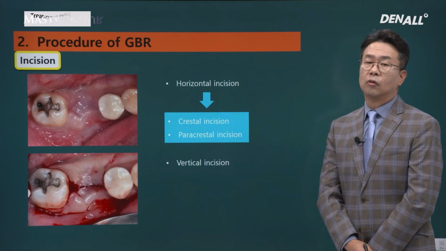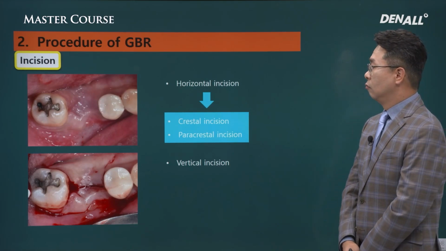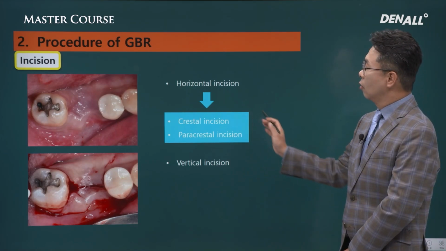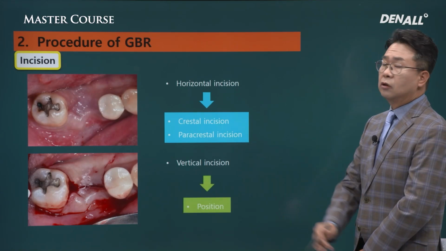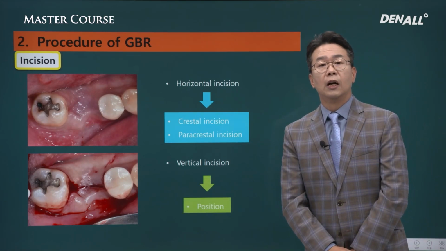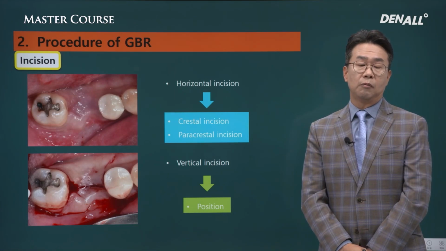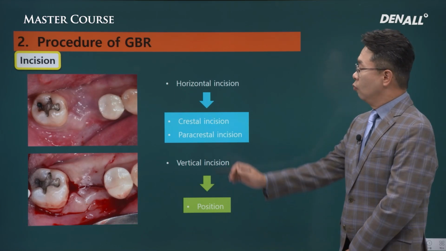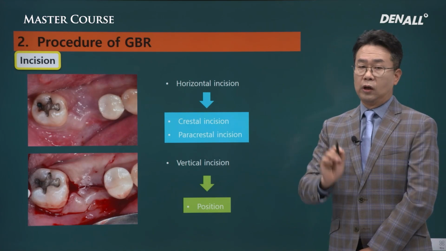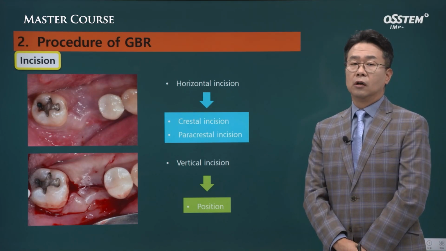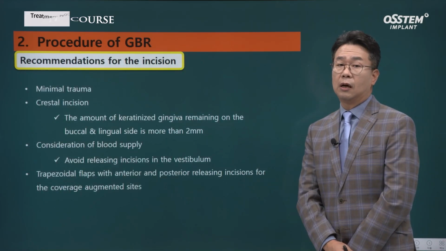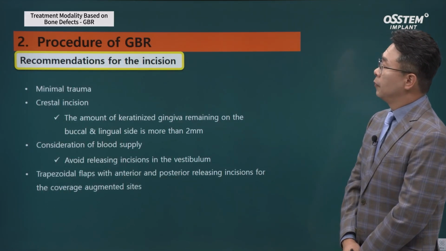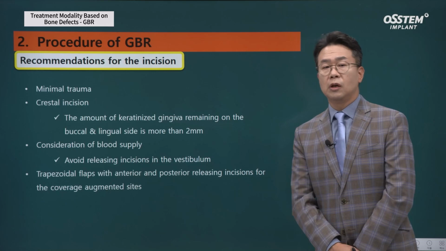In general, you can choose between crestal and paracrestal incision. That is a decision you need to make, and you need to have evidence to support that decision. Where are you going to make a vertical incision? This is another important thing. You need to think about these factors before making an incision, and you need to have proper understanding in order to make a proper incision. How to make the incision?